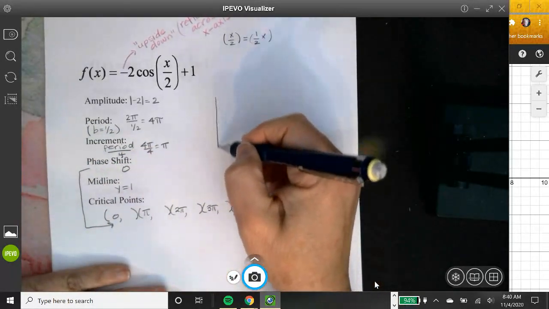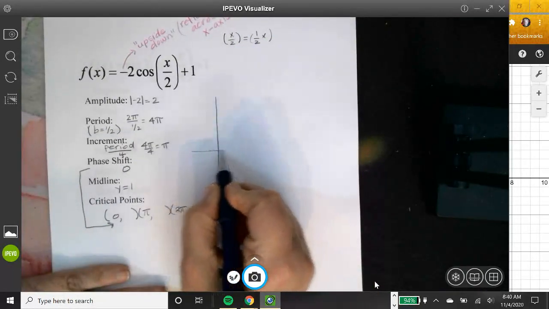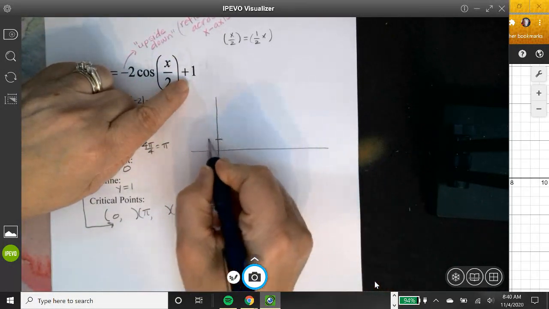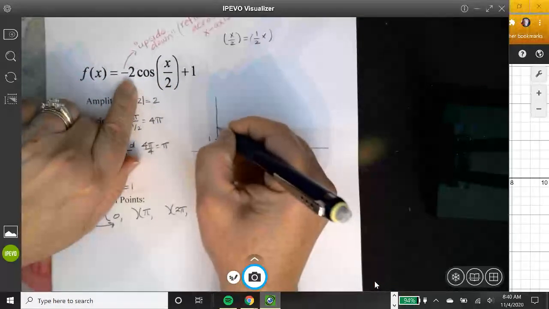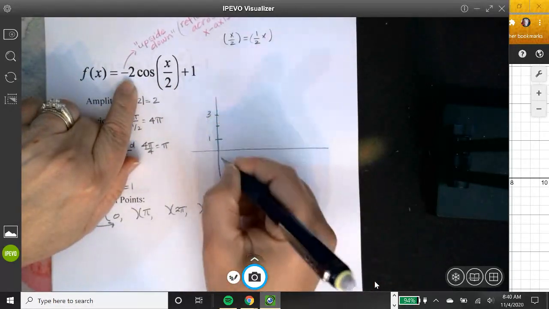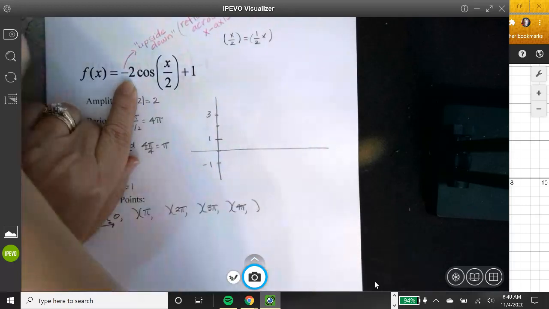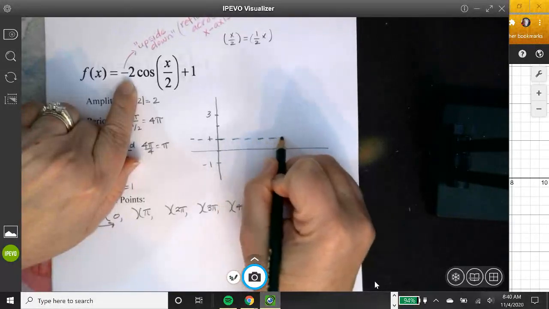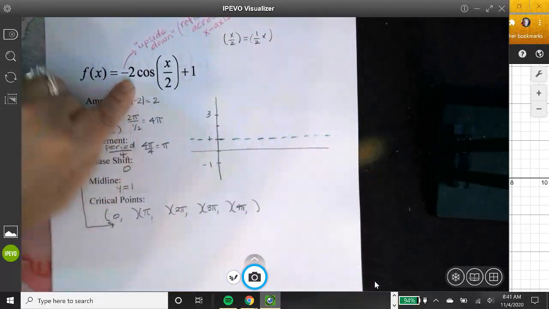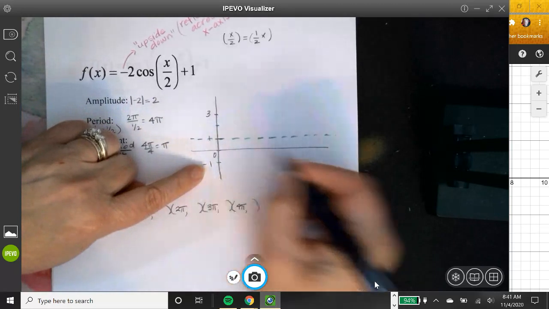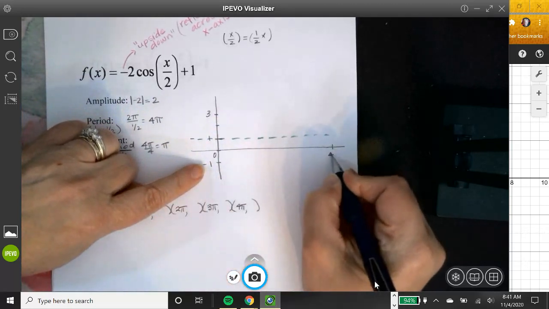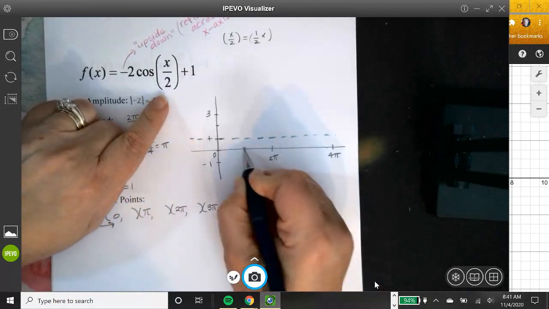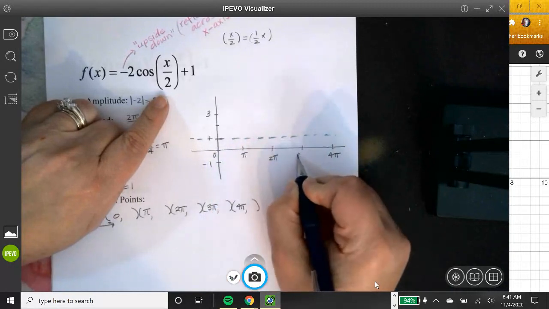And now I'm going to graph my curve. All right, now my midline is 1, and then I'm going to go up and down 2 from this. So this will be a 3, and this will be -1. And let's graph the midline here. And now I'm going to lay down the x-axis, which will be 0, and then this will be 4 pi. And this will be 2 pi in the middle here, and then the middle here is pi, and the middle of here is 3 pi.